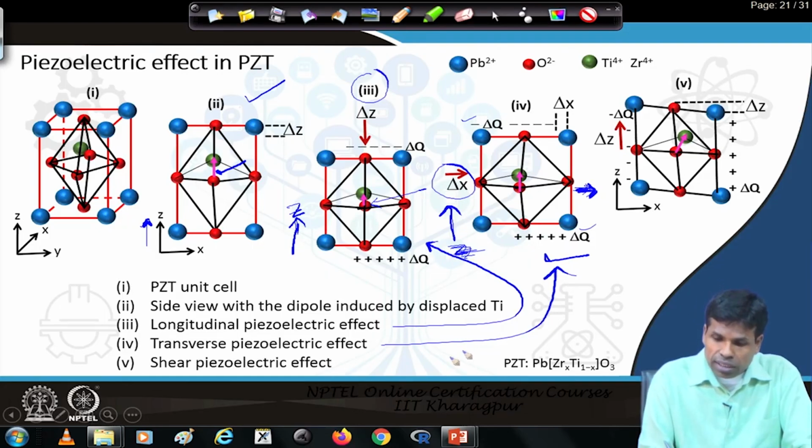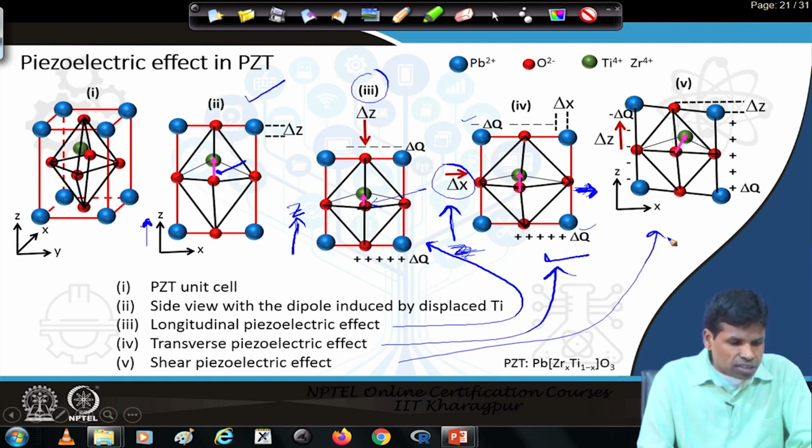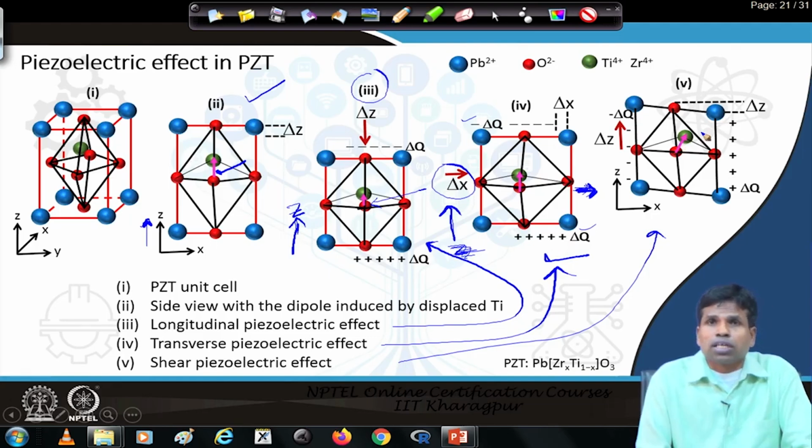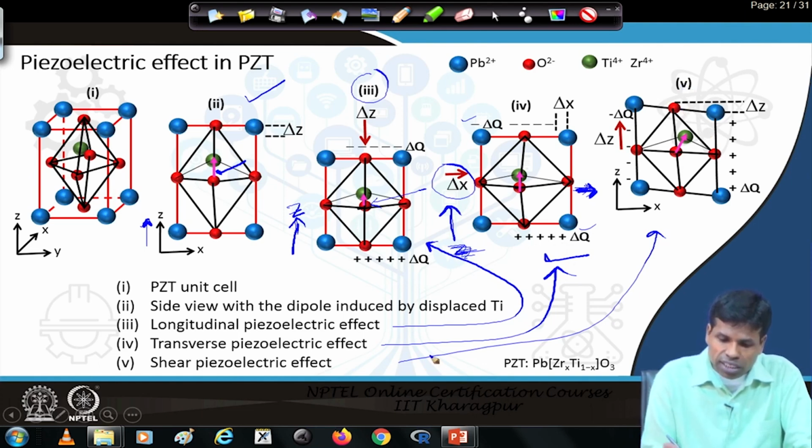And the last one is called the shear piezoelectric effect. In the shear piezoelectric effect, the strain is again applied in the z direction, which leads to a change of the x component of the dipole moment. It is turned by an angle, and the corresponding charge also changes. This shear strain is applied in the z direction, and that is called the shear piezoelectric effect.